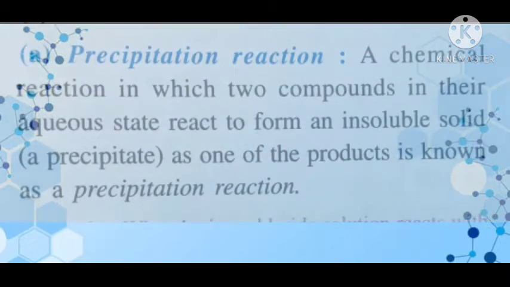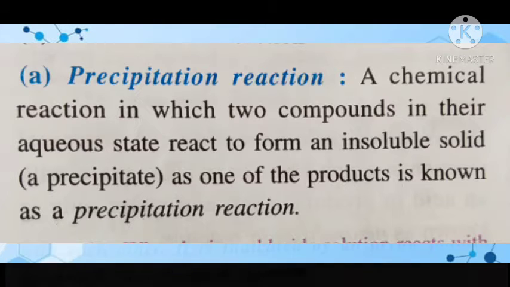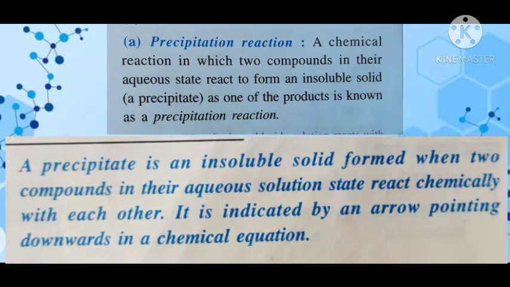Here you must note down the definition of precipitation reaction and precipitate. A chemical reaction in which two compounds in their aqueous state react to form an insoluble solid as one of the products is known as a precipitation reaction. While a precipitate is an insoluble solid formed when two compounds in their aqueous solution state react chemically with each other. It is indicated by an arrow pointing downward in a chemical equation.